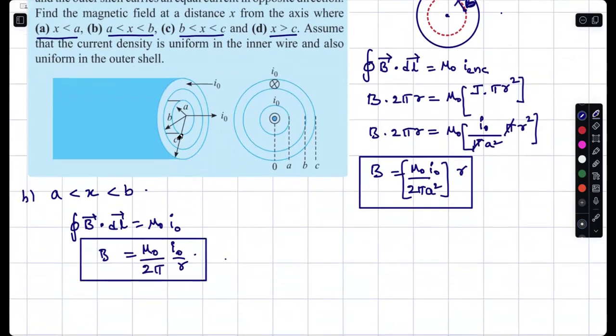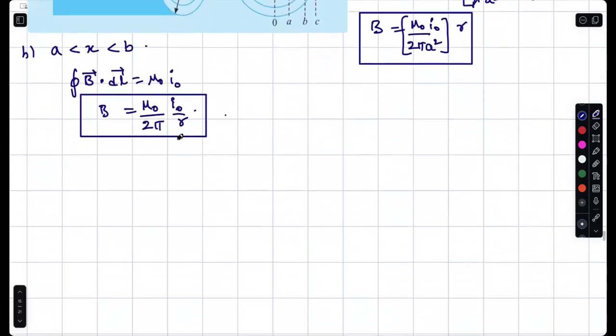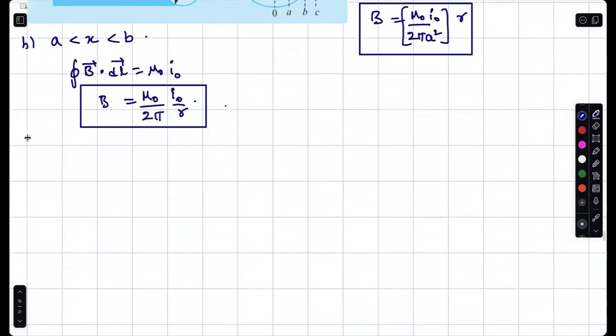Right. That part is done. The most difficult part is in the region between B to C. That is the most difficult part. Why, I will explain. Now you take C. What is C? Between B to C. Your problem is between BC, there is some inward current, there is some outward current.